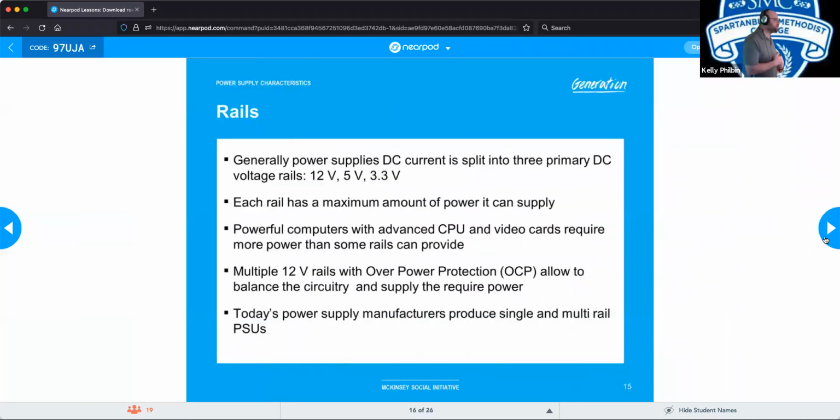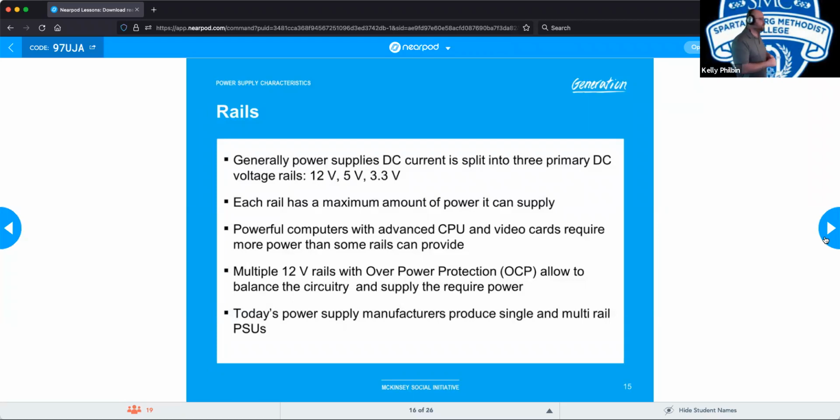All right, rails. We were talking about this a little bit earlier. You have your 3 primary voltage rails. You have your 12, your 5, and your 3. Computers with the advanced CPU and video cards require more power than the other ones. So some other rails are added to provide power for those particular items.